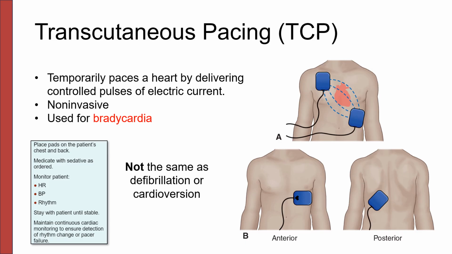So we are going to place these pads on the patient's chest, anteriorly and posteriorly. You are going to medicate with a sedative as ordered, if appropriate. You're going to monitor the patient's vitals, heart rate, and blood pressure, and also the rhythm, of course. You want to make sure the patient remains stable. And we are going to continue our continuous cardiac monitoring just to make sure that the rhythm remains adequate. So they're no longer brady, they're in a normal range for their heart rate.